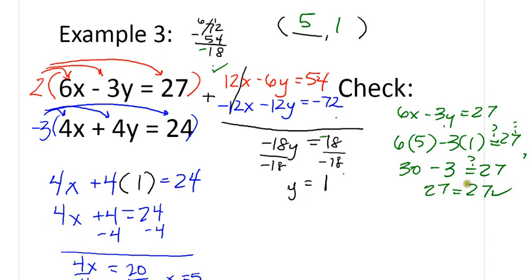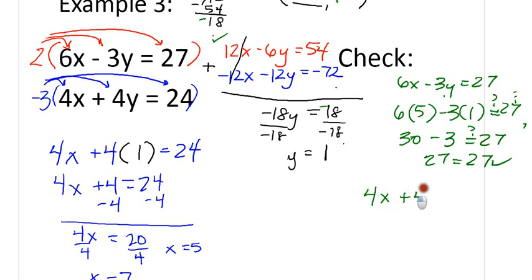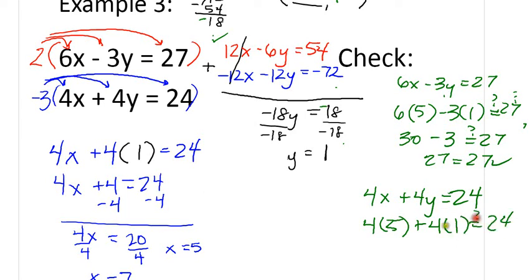We were lucky to catch it on the first equation, but we have to make sure it works with the second equation too. So 4x plus 4y is equal to 24. And 4 times 5 plus 4 times 1 equals, we think, 24. That's 20 plus 4. There you go. And yep, it works. So for example 3, while we made a small mathematical error that threw our answer off, we were able to go back and correct that error by checking.